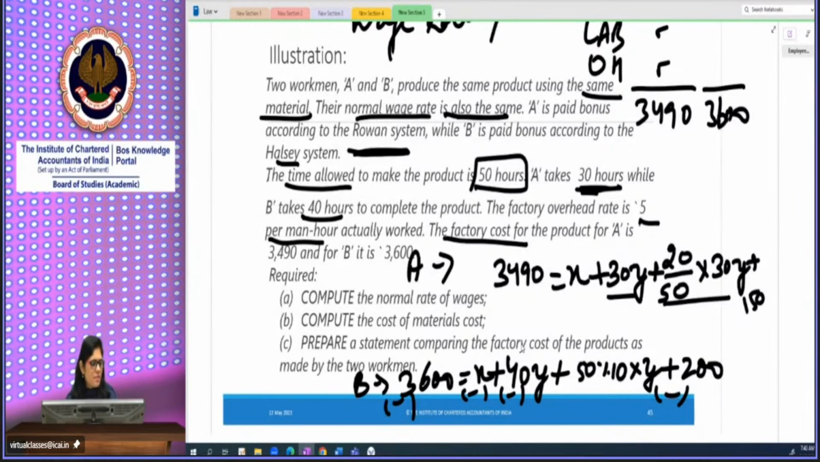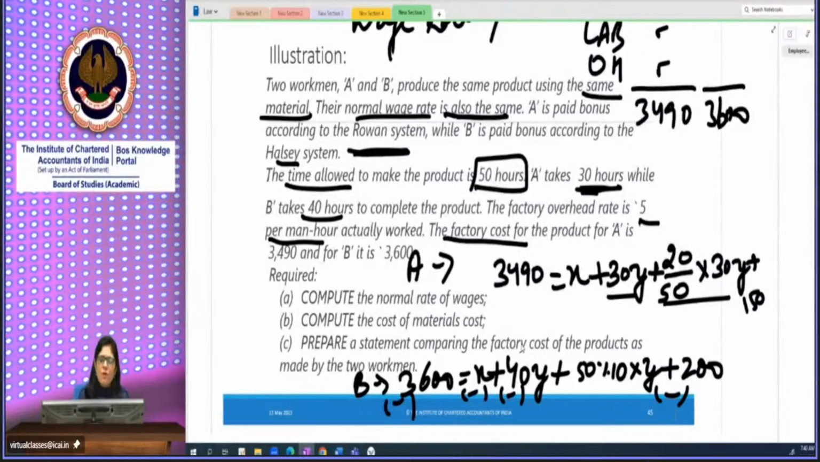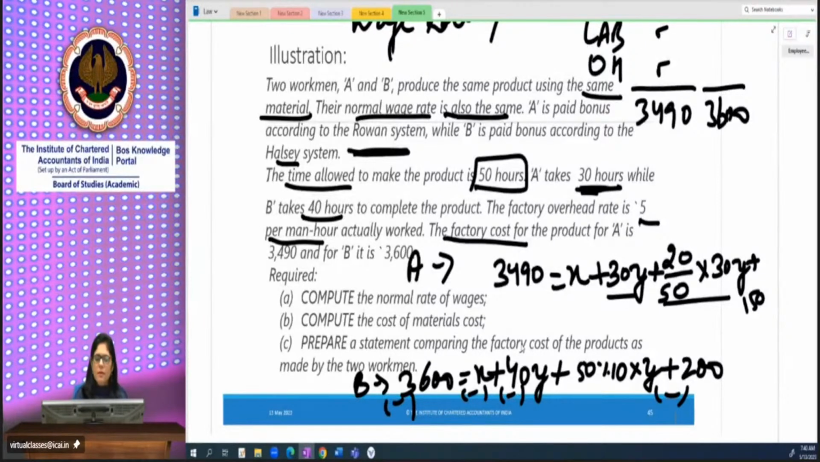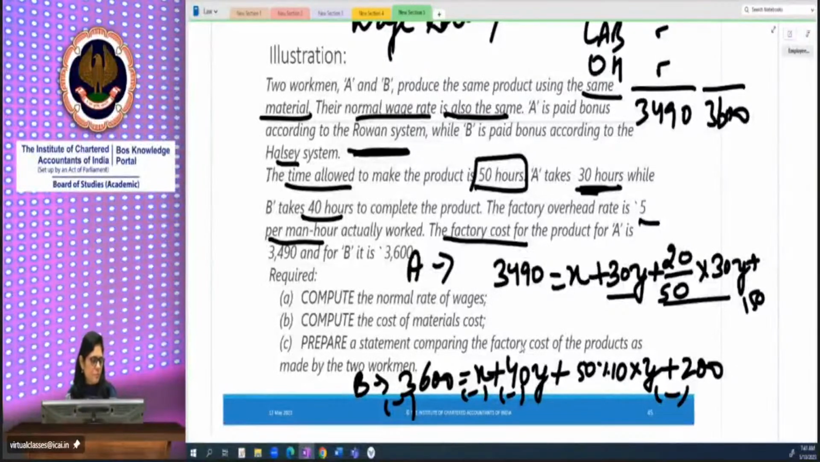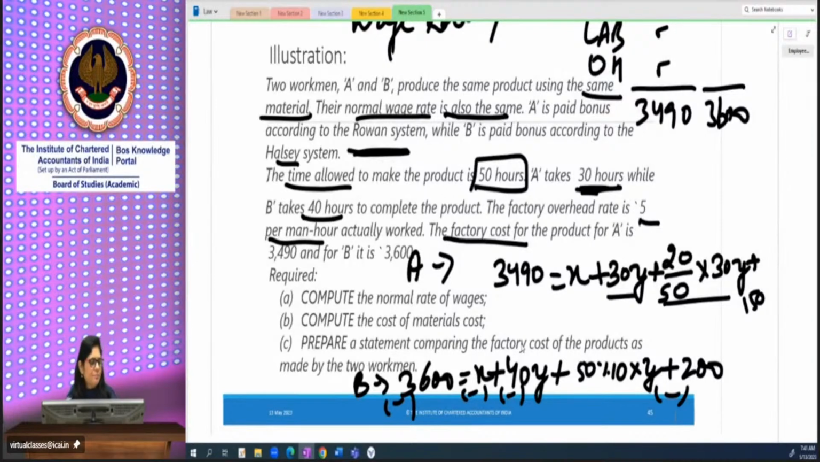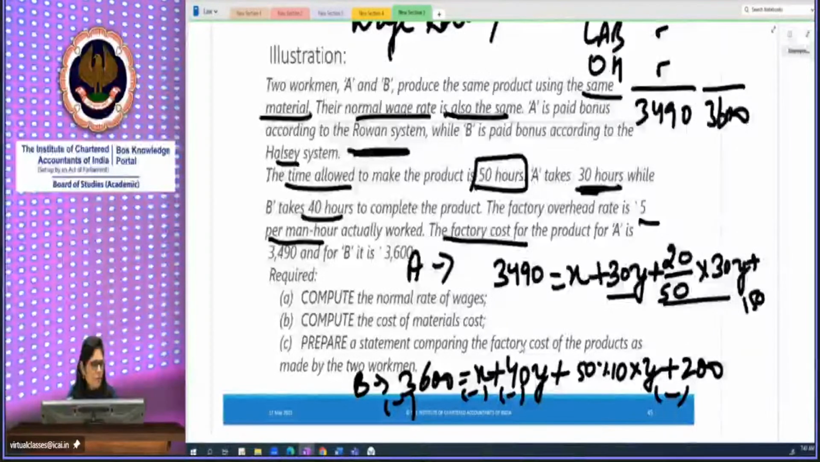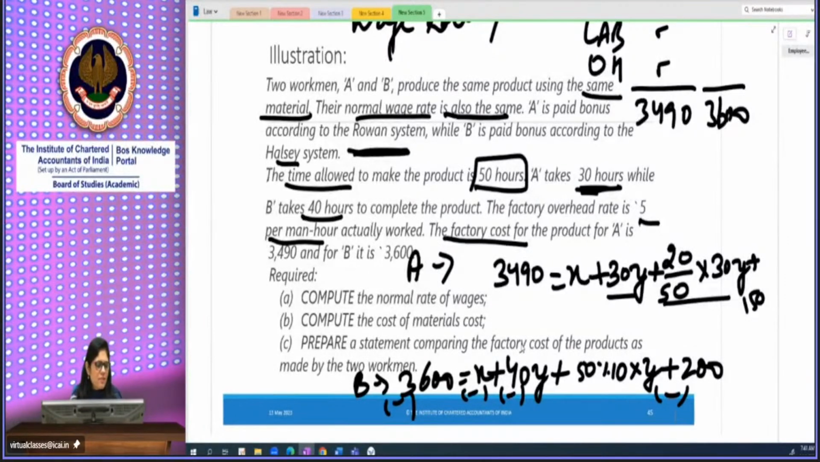Anybody who can solve this equation? Yes. So just calculate the value of y. Anybody who is able to solve the equation? Anybody who has solved the equation? Just place the equations next to each other and then solve. Okay, so answers are coming. Good.